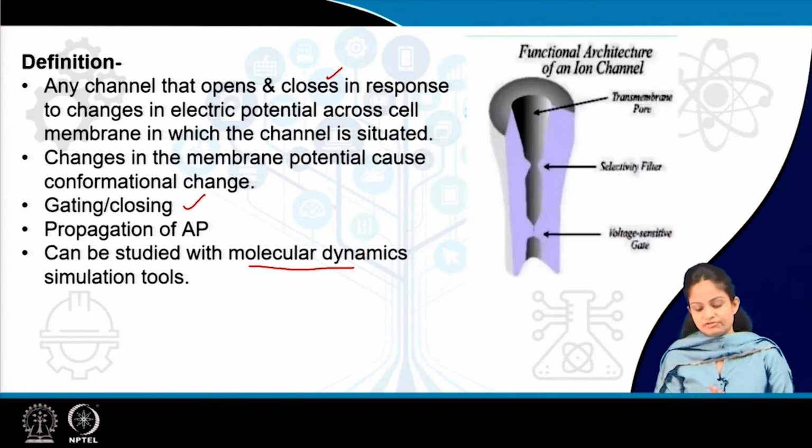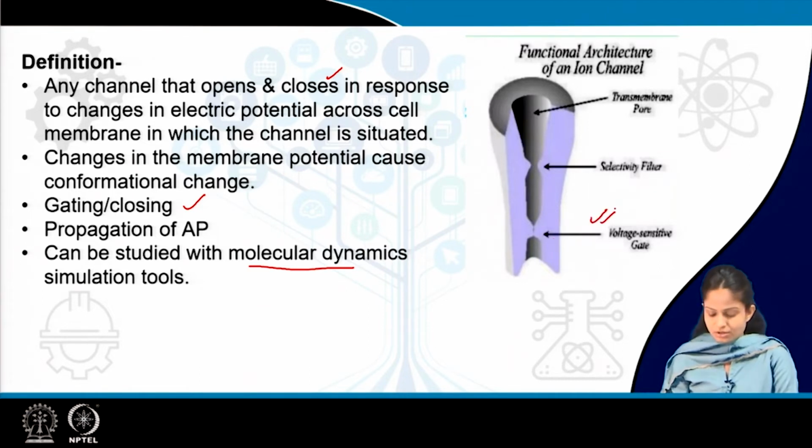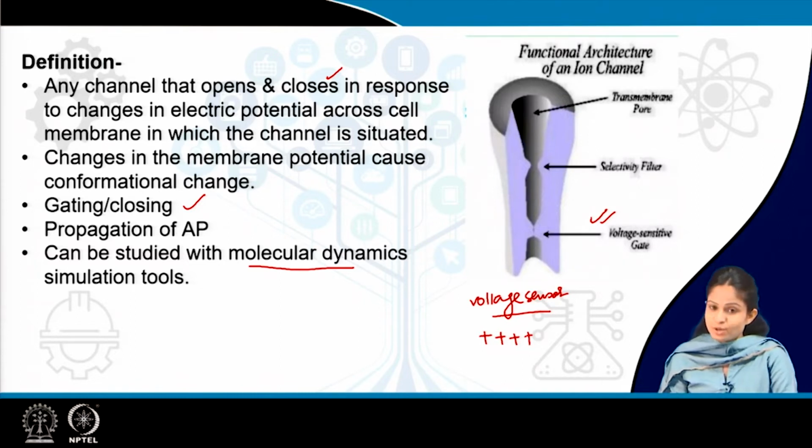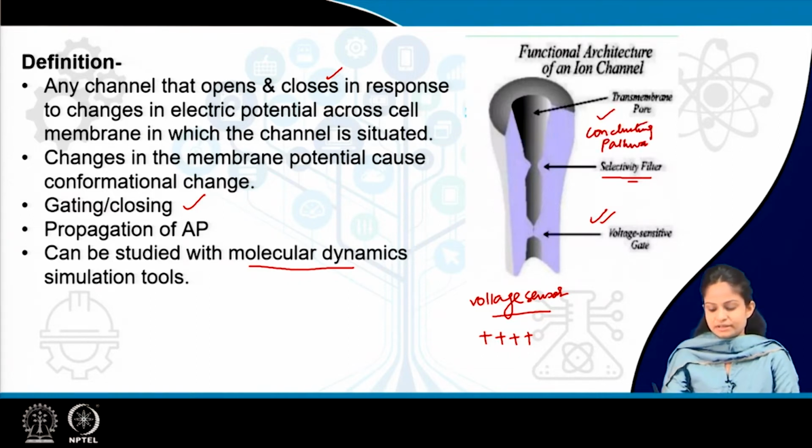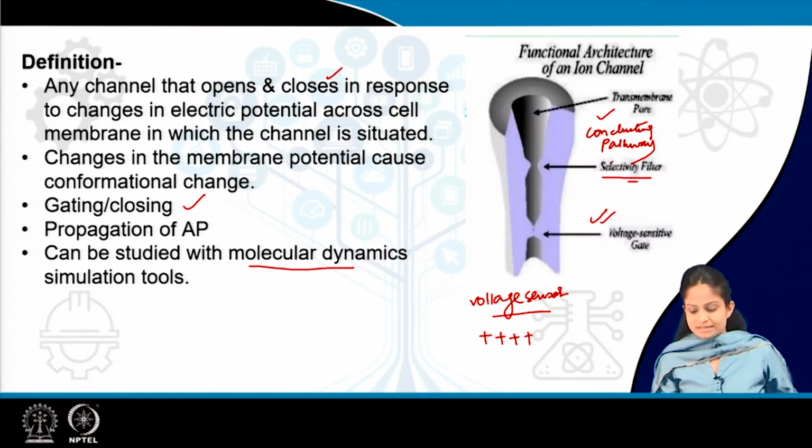Now, if we see the structure of a voltage gated channel, we mainly have three parts. Going from downwards, there is a voltage sensitive gate or voltage sensor. It contains lots of positive charges, and this voltage sensor is mainly responsible for bringing about the conformational change in the channel protein. Then we have a selectivity filter, which selectively filters the ions. For example, in the case of the sodium ion channel, it will filter the sodium ions. Then we have a transmembrane pore or conducting pathway. So, transmembrane pore, selectivity filter, then voltage sensitive gate or voltage sensor. These are the three main parts of a voltage gated channel.